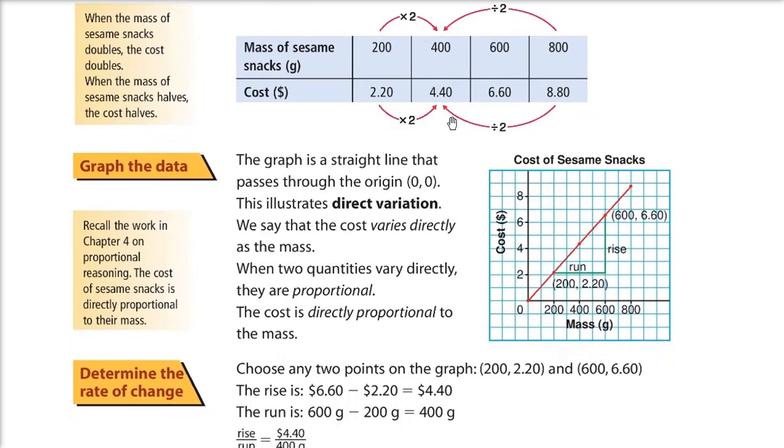So if we want to draw the graph, this is the mass, this is the cost. You see that the graph is a straight line that passes through the origin, and this is a direct variation. That is, the cost varies exactly or directly as the mass does. When they vary directly, we call them proportional. The cost is directly proportional to the mass. That is why we have a straight line.